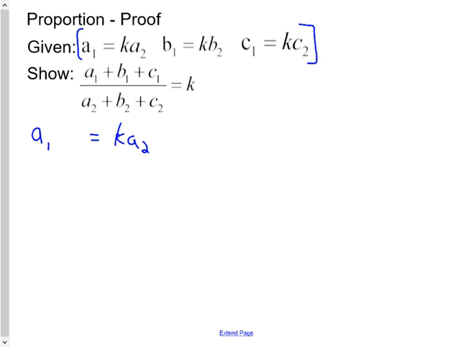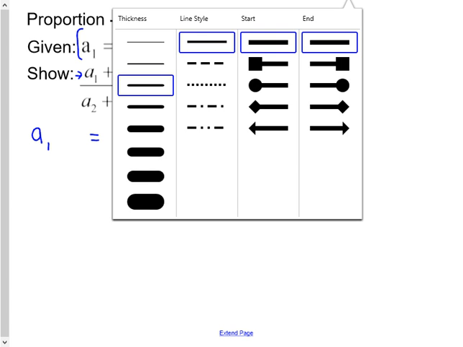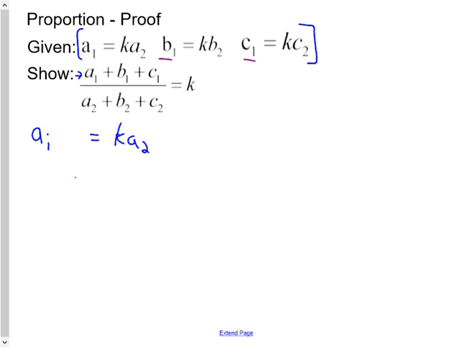How can I build this left side, or sorry, the numerator? I'm going to add B1 and C1 to both sides. Okay. Now, my left side looks pretty close to the numerator. Now I need to build the denominator, right? How can I get A2 plus B2 plus C2? Well, B1 over here equals KB2. So we're going to substitute. C1 over here equals KC2. So we're going to substitute.